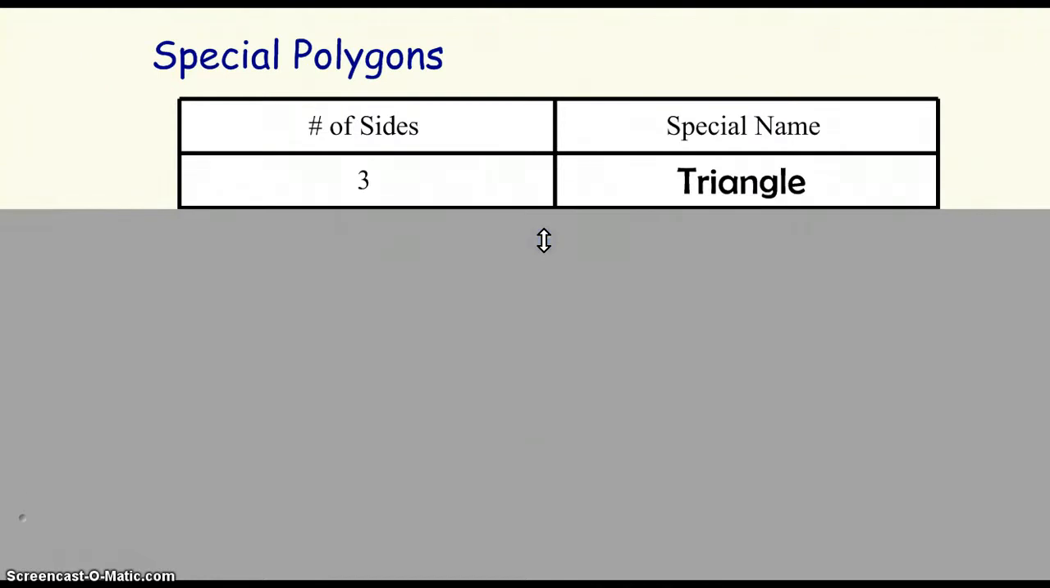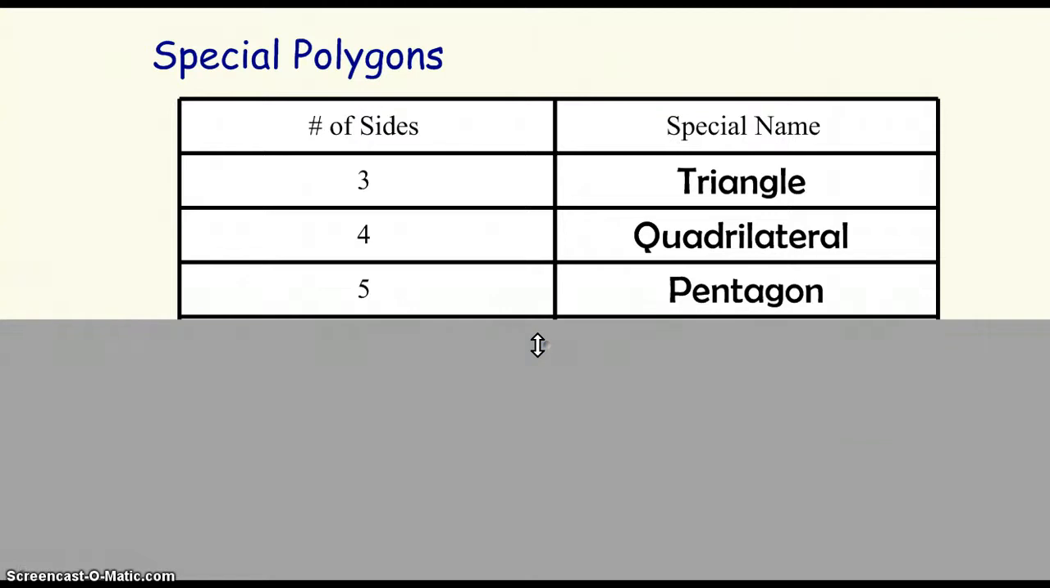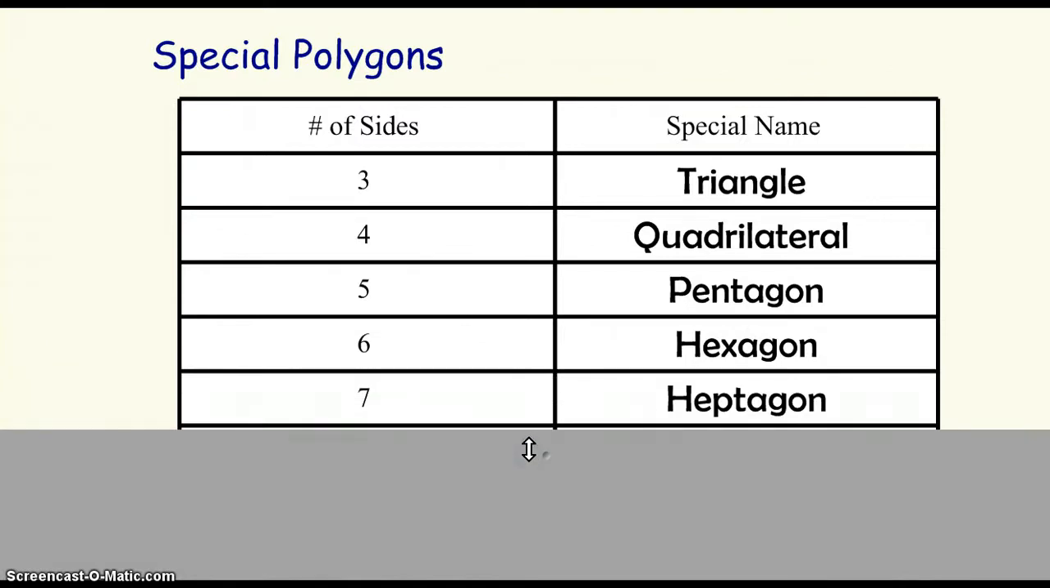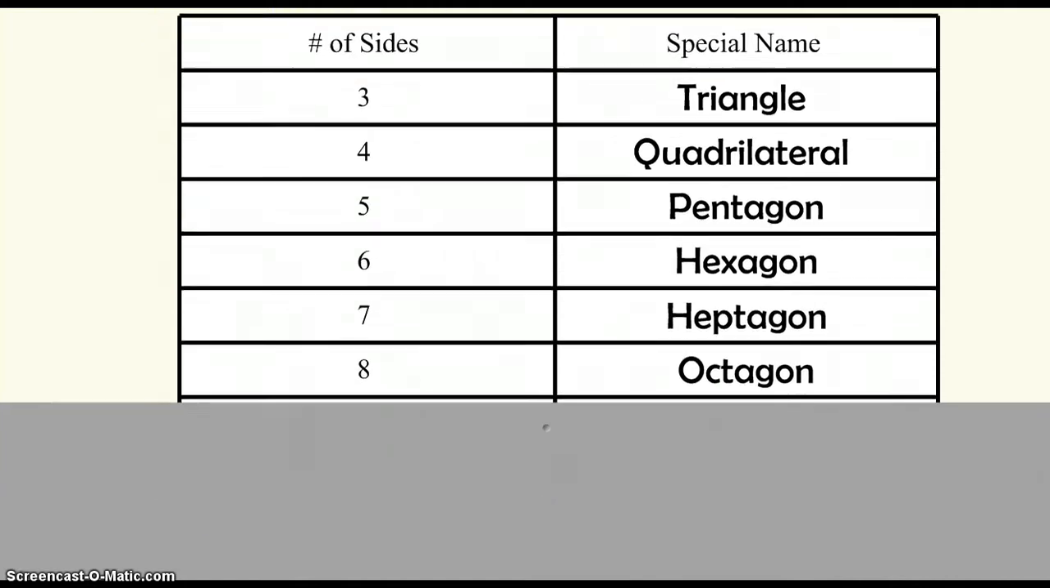So if it is a 3-sided polygon, it's a triangle. A 4-sided polygon is a quadrilateral. A 5-sided polygon is a pentagon. A 6-sided polygon is a hexagon. A 7-sided polygon is a heptagon. An 8-sided figure is an octagon.